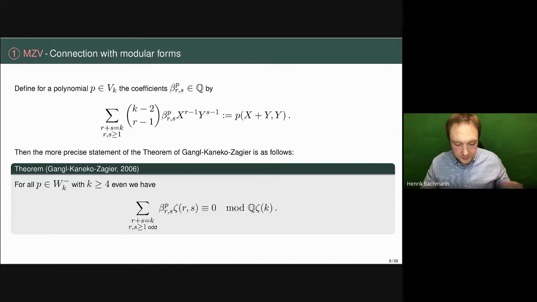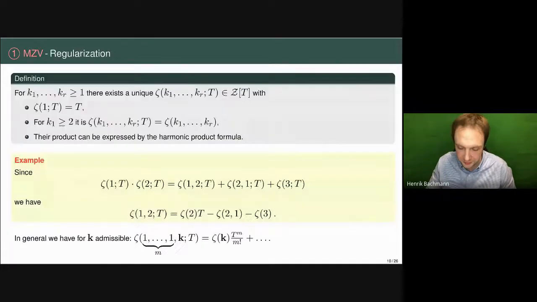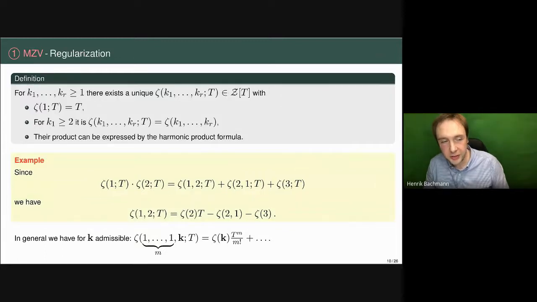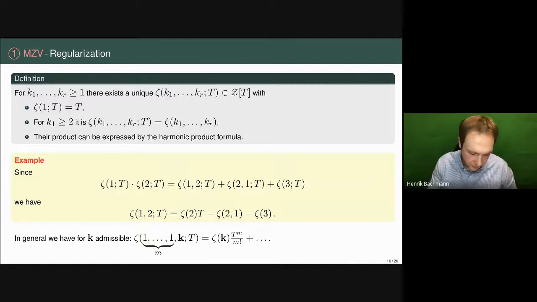Okay, so this is now the story for modular forms, and now I want to go to the finite story. But before I give the definition of finite multiple zeta values, I want to give the definition of so-called symmetric multiple zeta values, which are related to these classical multiple zeta values. And for this, I need to mention this regularization, which I mentioned earlier also, so the statement is as follows. So in the definition of multiple zeta values, the first entry needed to be greater or equal to 2, because otherwise the sum doesn't converge.